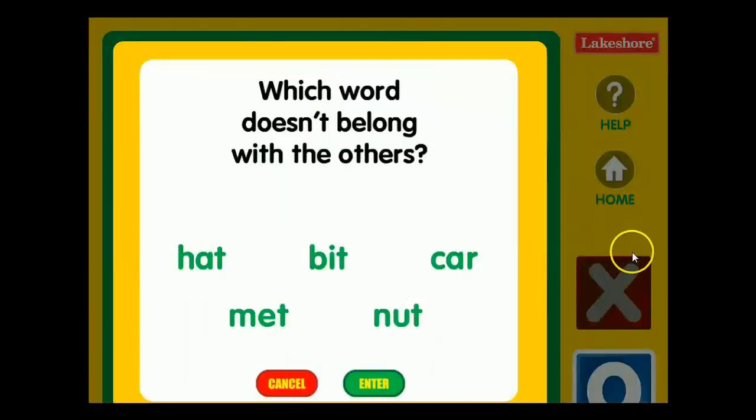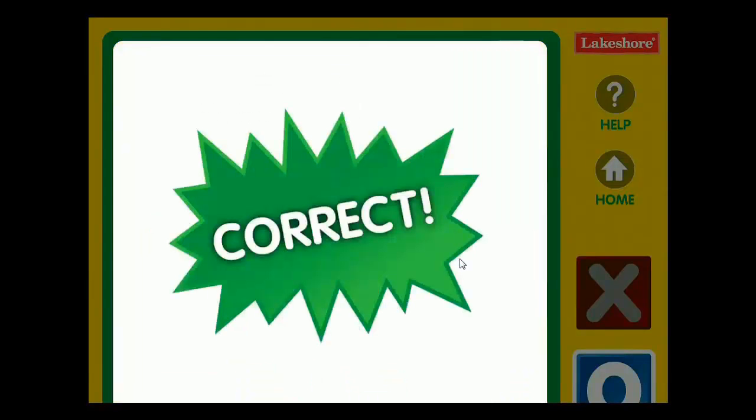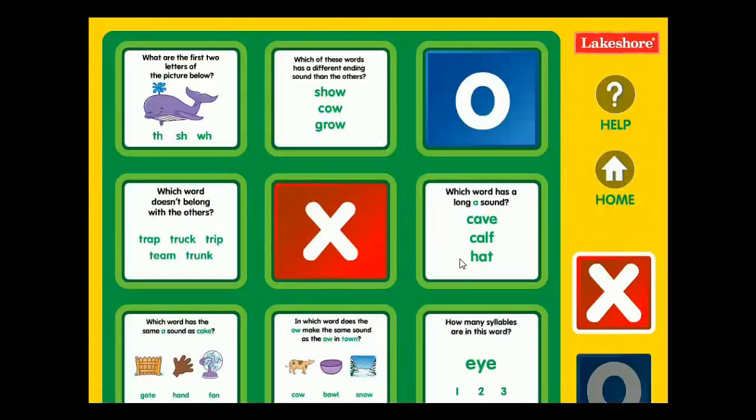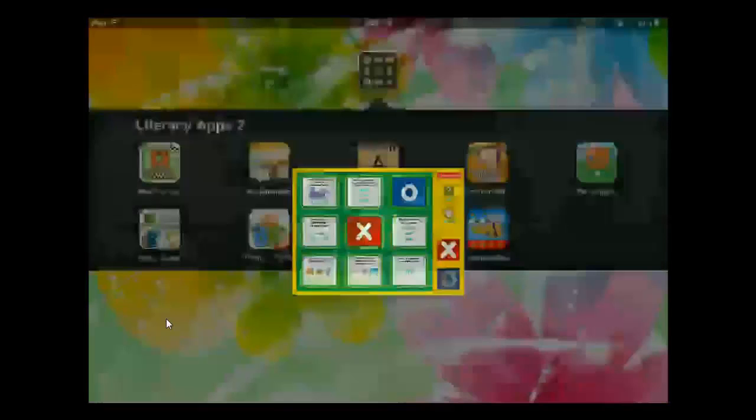And maybe I'll click the one up in the corner. Which word doesn't belong with the others? Hat, met, bit, nut, car. Which one of those is not the same? I think it's car because it does not end in a T. So I'm going to choose car and click Enter. And now Team O has an O up on the board. So a little bit of strategy to choose so that you try to get a straight line, but you also have to be able to answer the phonics questions.